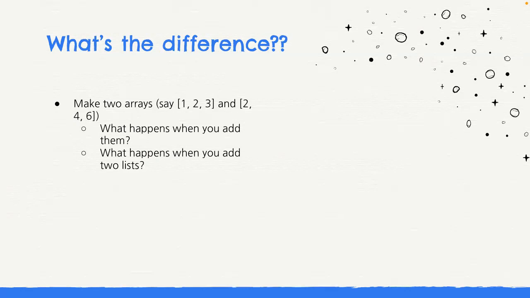Yeah. So when you add two lists, you're basically concatenating them. So if I added these two, let's say they're lists, 1, 2, 3, and 2, 4, 6. If you added them together, you would get the list that's 1, 2, 3, 2, 4, 6. Does anyone know or have any ideas what would happen if you added two arrays that were like 1, 2, 3, and 2, 4, 6?